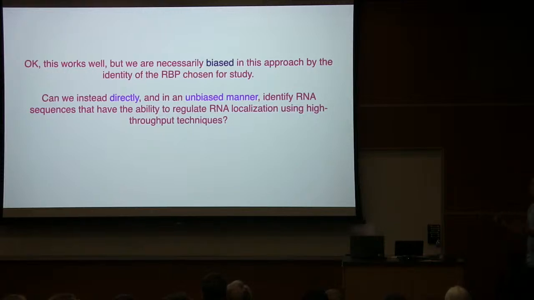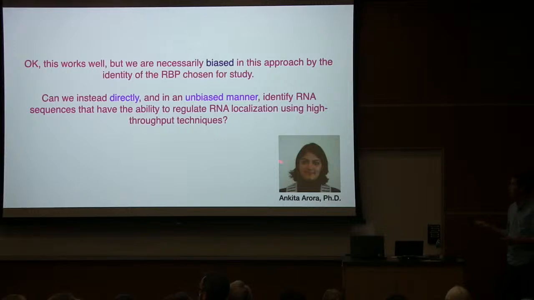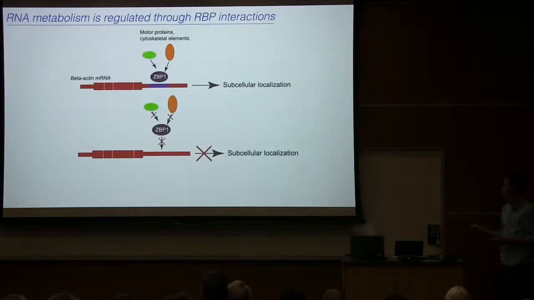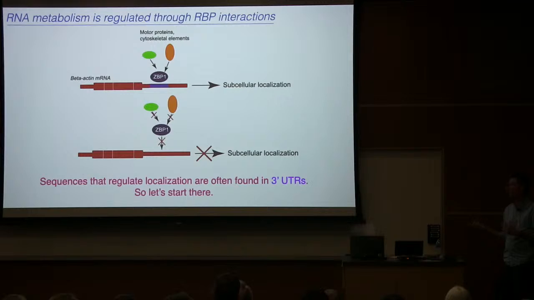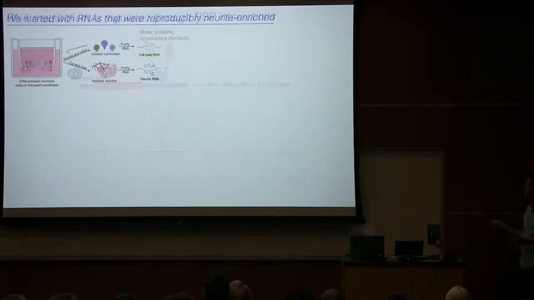So is there a way to instead directly, and in an unbiased manner, identify RNA sequences that have the ability to act as zip codes, basically, okay? This is the work of a postdoc in our lab, Ankita. If we go back to the model that I showed earlier, generally these zip code sequences that are known so far tend to be found in 3' UTRs. So if we're going to go out and try to find new ones, let's start looking in 3' UTRs, right?